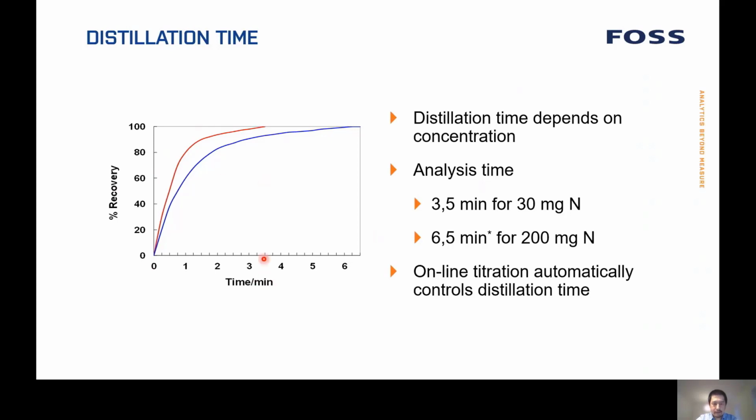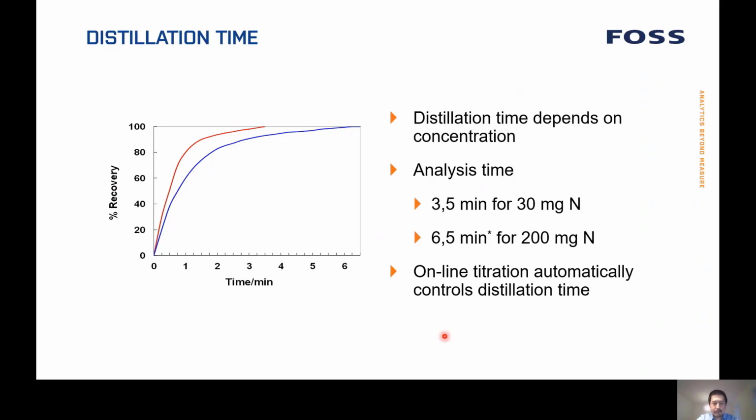And you can see that at about 3.5 minutes, the nitrogen is recovered completely. But for 200 milligrams absolute nitrogen, it takes longer, up to about 6.5 minutes, before you get complete recovery of the nitrogen. Because the range for our system is 30 to 140 milligrams, that's the optimized range. So we usually say 3 to 5 minutes, and you can get all the nitrogen recovered in the system.